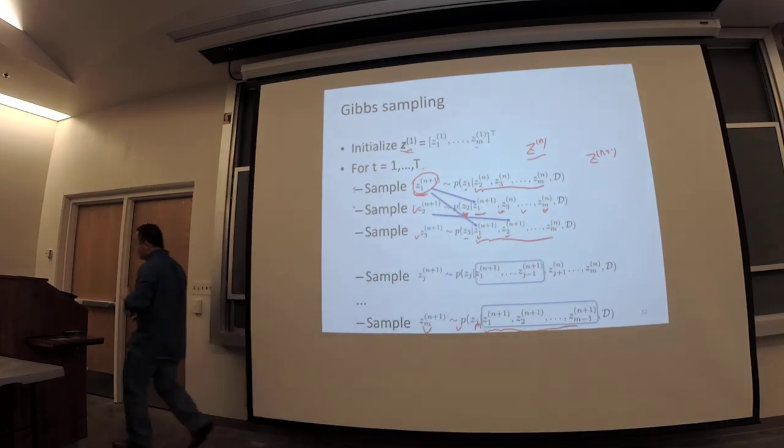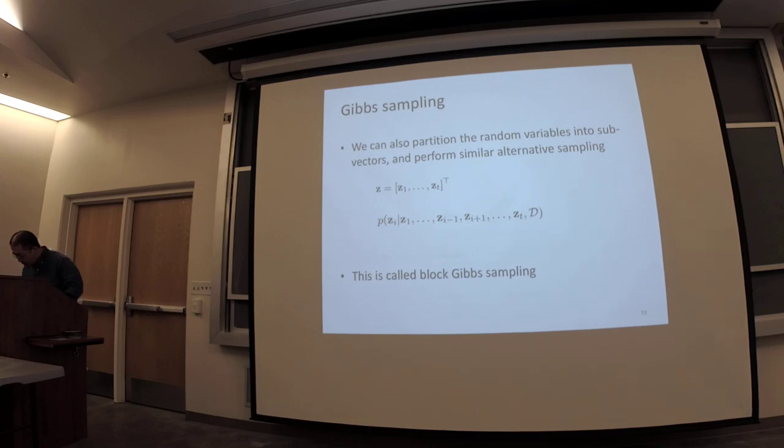So in practice, we can also partition the random vector into subvectors and perform a similar sampling procedure. Say if you have a long vector Z, right, you can partition it into T vectors. So each of Z1, Z2, to Zt are subvectors, right? You can still do the same thing. Each time you generate a new sample, that is a new vector Zi, given the other subvectors. And you sequentially do that until you generate new samples for all the subvectors. And this is called block Gibbs sampling.